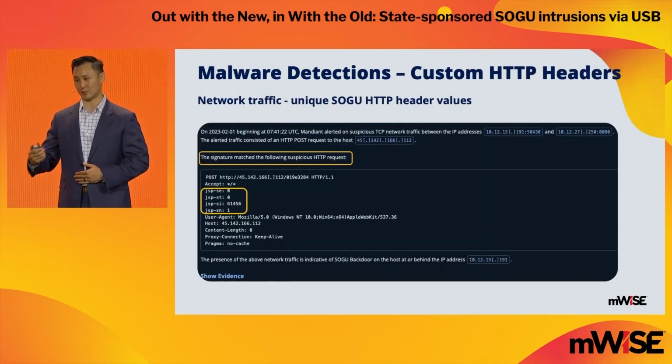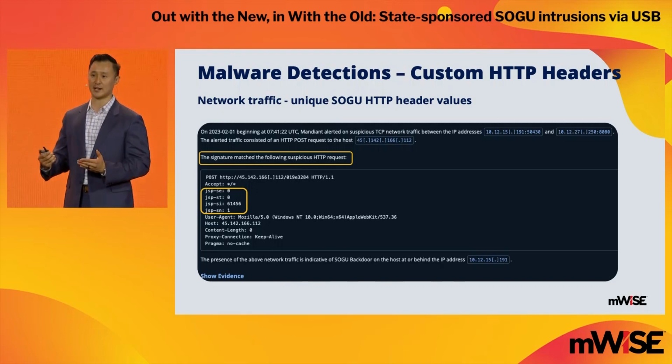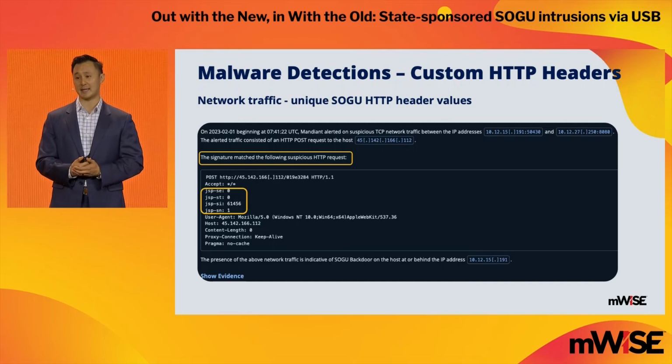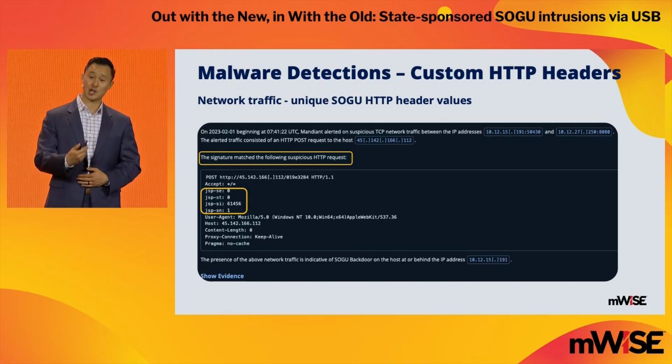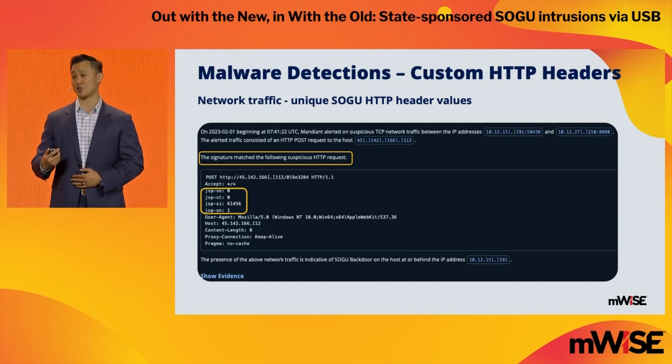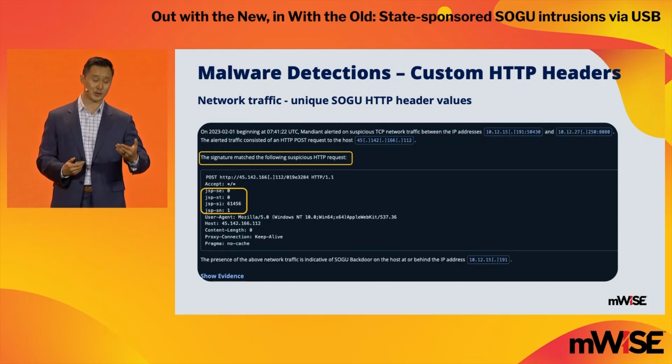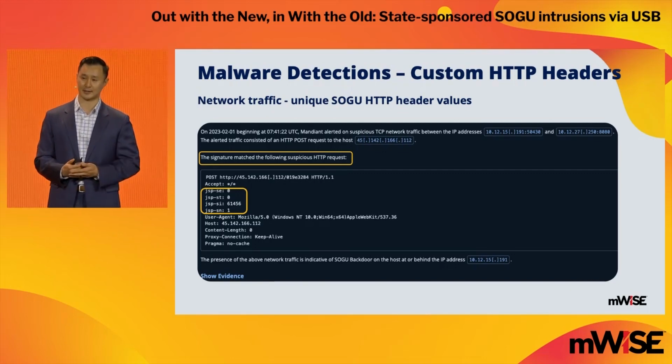On the network level, we talked about how each variant creates custom HTTP headers. And this screenshot here shows Mandiant managed defense catching the initial connection attempt of a SOGU JSPS variant trying to beacon to its C2 server. The second highlighted block shows those unique HTTP headers.